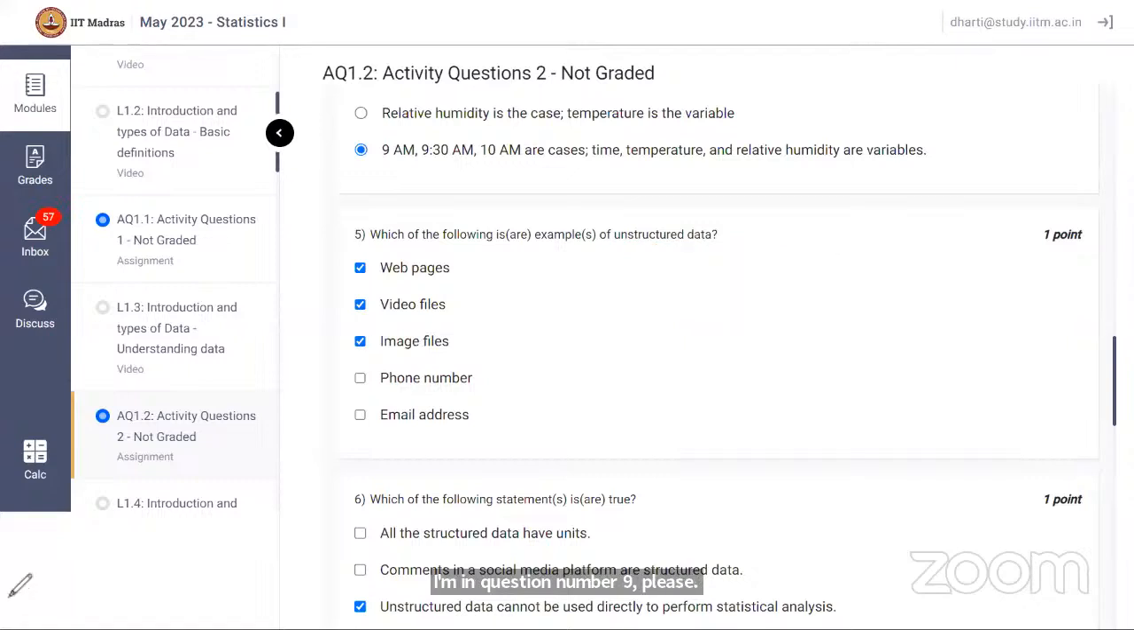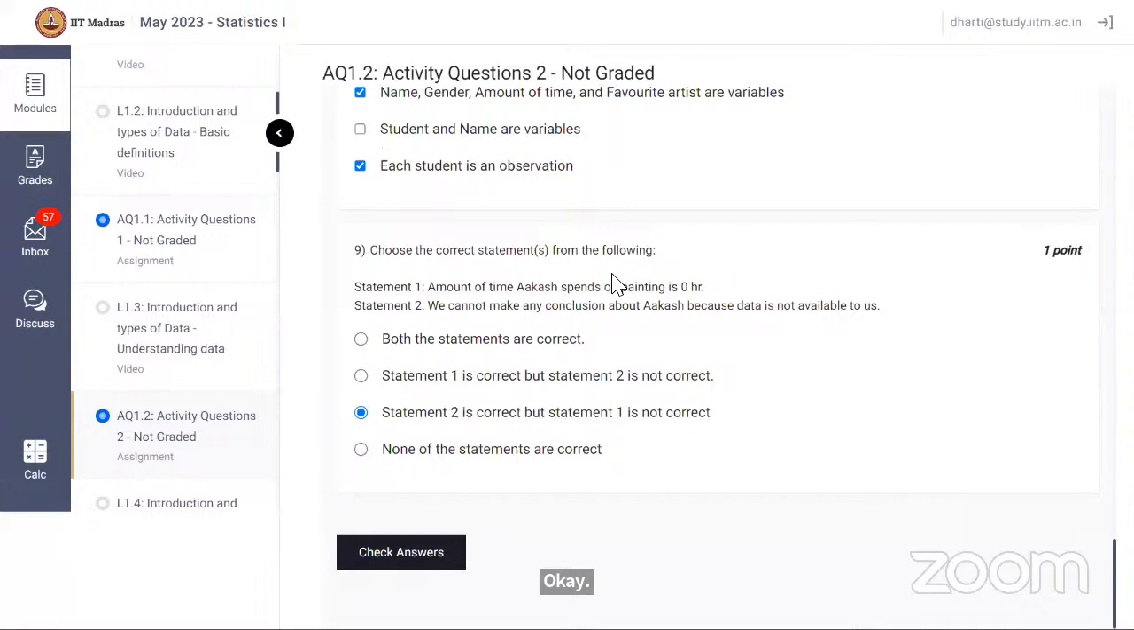Okay. Question number 9. Choose the correct statement. Ma'am, are you going to cover practice assignments? Time today is not possible, I think.